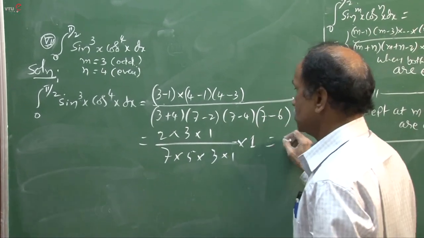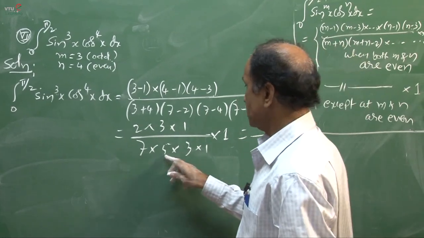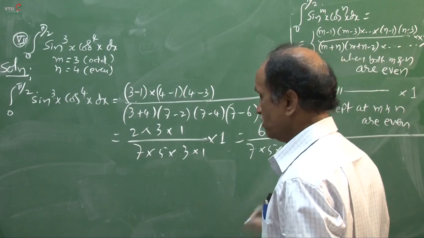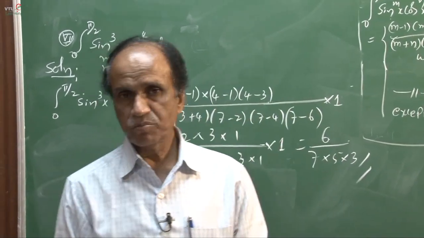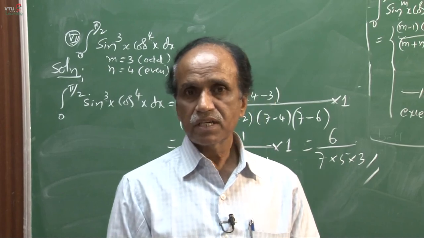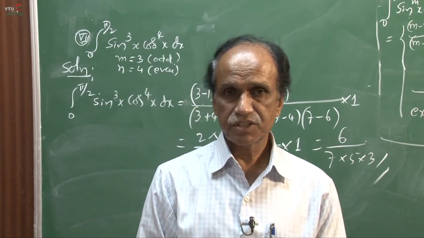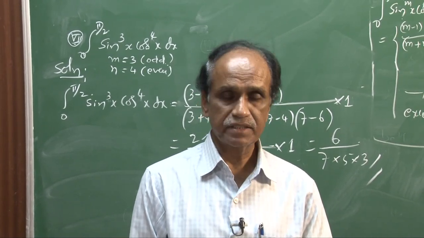That is 2 threes are 6, and 7 into 5 into 3, 35 into 3. Whatever comes, you can write it. Up to this topic, I will stop now. Then I shall continue the problems on application of these reduction formulas, but with various functions under the integral sign. Thank you.